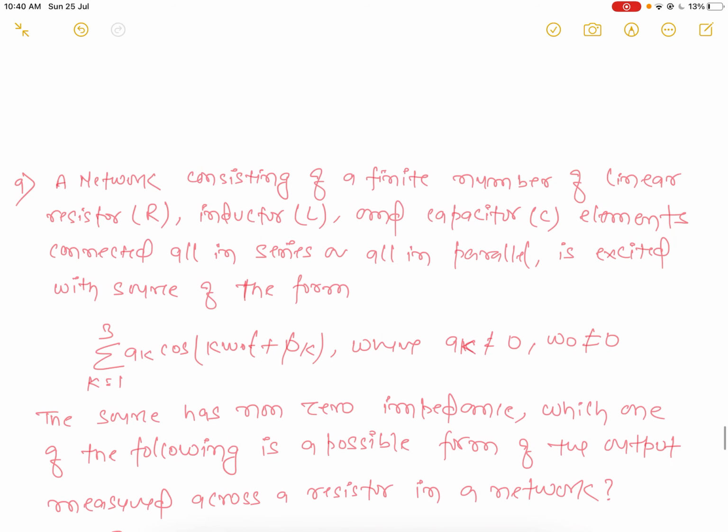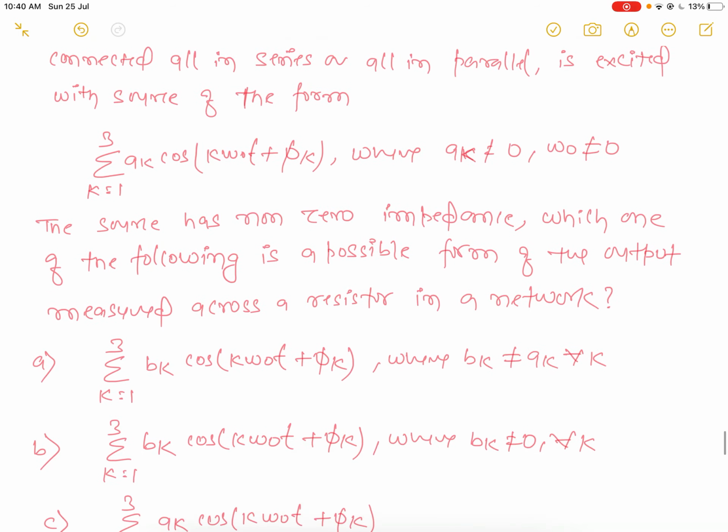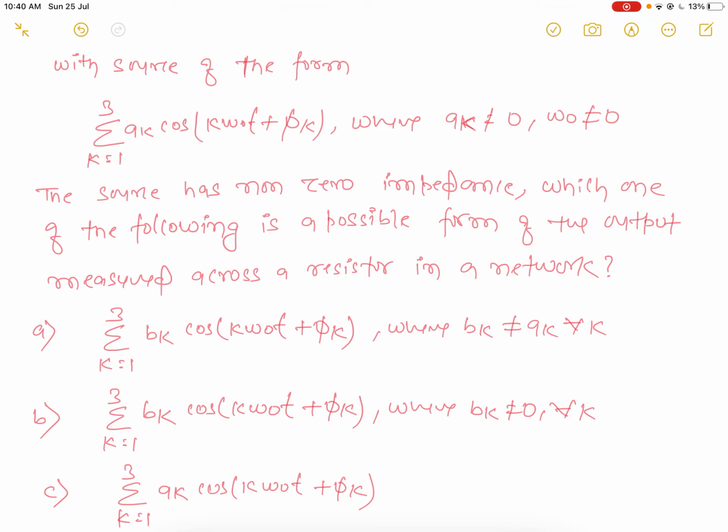Now comes to the next question, a very big question. A network consisting of a finite number of linear resistor R, inductor L and capacitor C elements, connected all in series, all in parallel, is excited by a source of the form summation k is equal to 1 to 3 of ak cos(k omega naught t plus phi k), where ak not equal to 0 and omega naught not equal to 0. The source has non-zero impedance. Which one of the following is the possible form of the output measured across a resistor in the network?